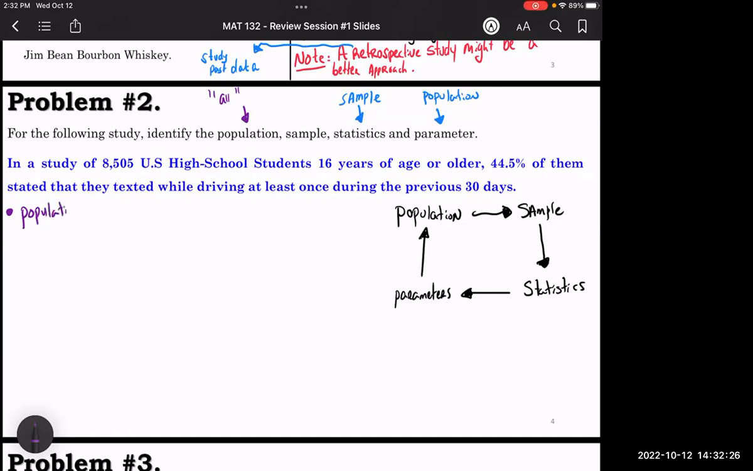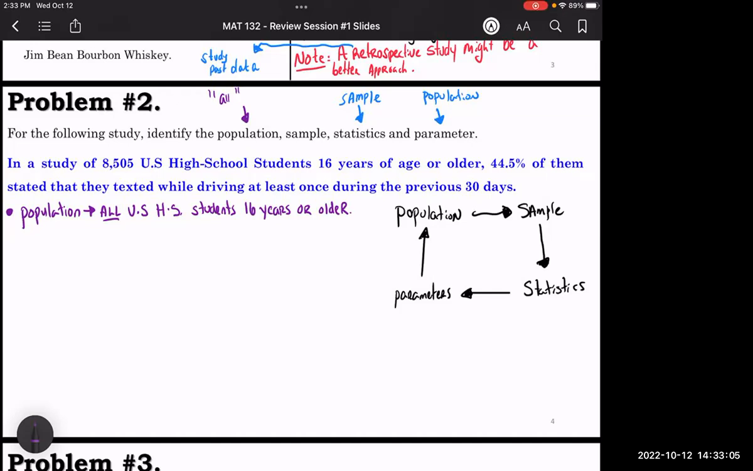Right, so again, I just want to emphasize that when you're talking about a population, the key word is all. It's all US high school students, 16 years or older. Okay. Population is everything, or all the individuals or objects of interest. Very good for those that were in the chat.